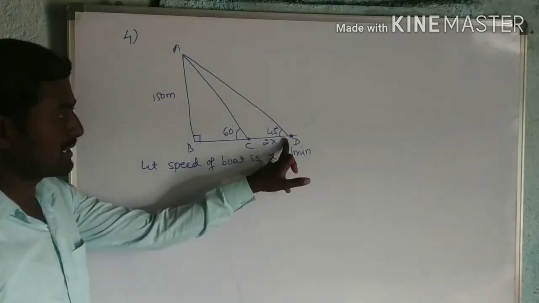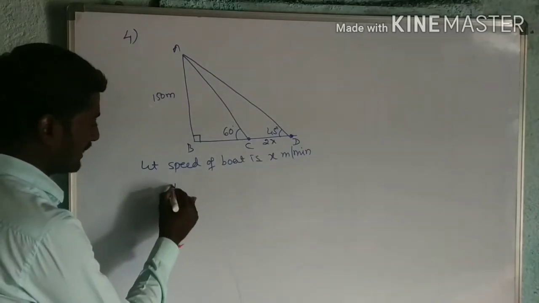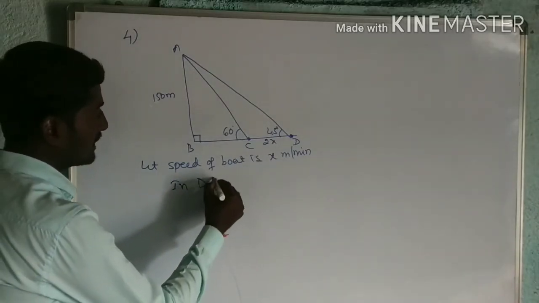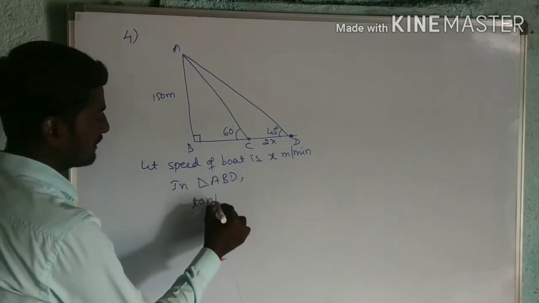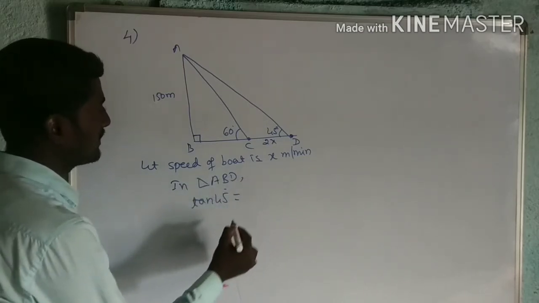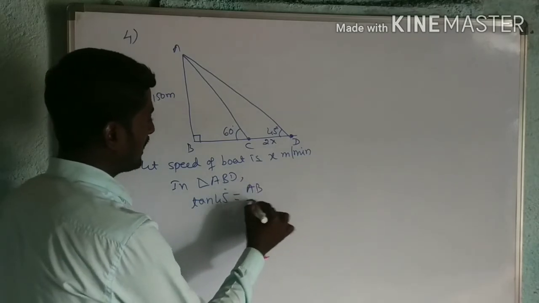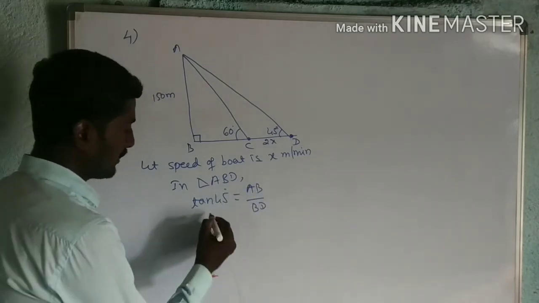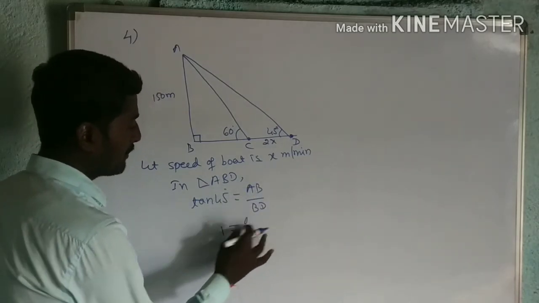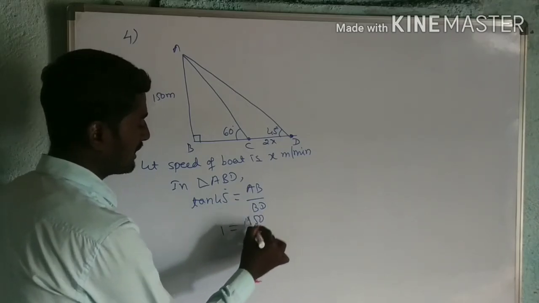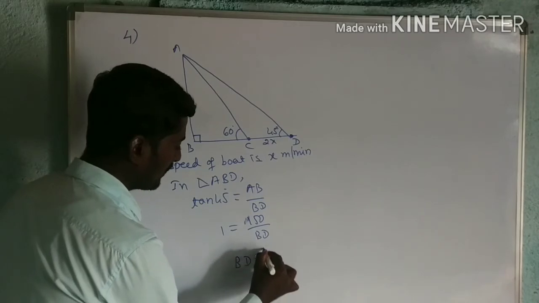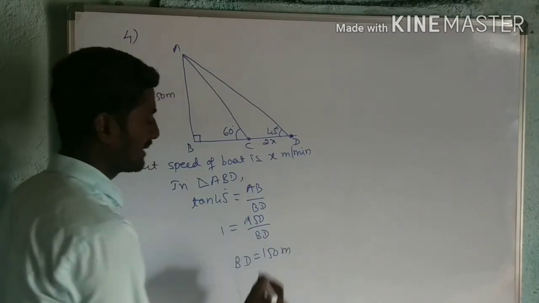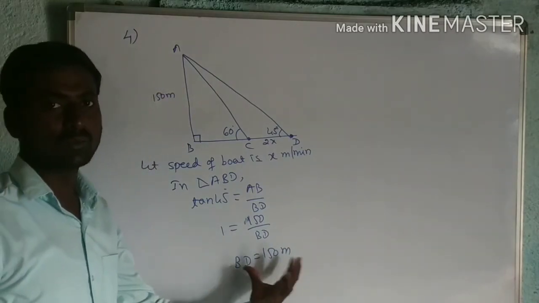I will go for first one, the 45 degree angle. So in right angle triangle ABD, tan 45 degree is equal to what? AB divided by BD. Now tan 45 is 1. AB value is given, that is 150 divided by BD. Now BD is equal to 150 meter. Cross multiplication, I am getting BD as 150 meter.